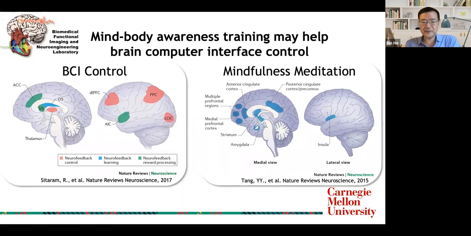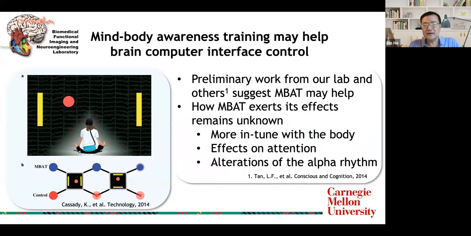So we looked into this problem, and this slide illustrates the comparison of the brain region active engagement between the feedback learning that is required in the BCI control and what is known about which brain regions are actively contributing during mindful meditation. You can see there's a fairly reasonable overlap between these two sets of cortical regions. Because of that, we've been looking into this issue in my lab, and there was also a publication that happened in the same year. We learned of it after we published.